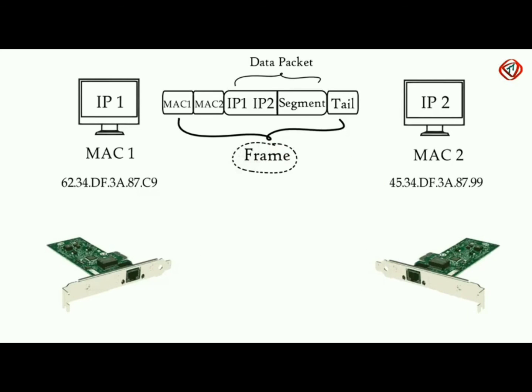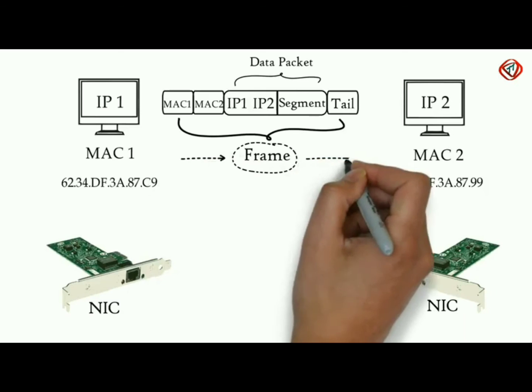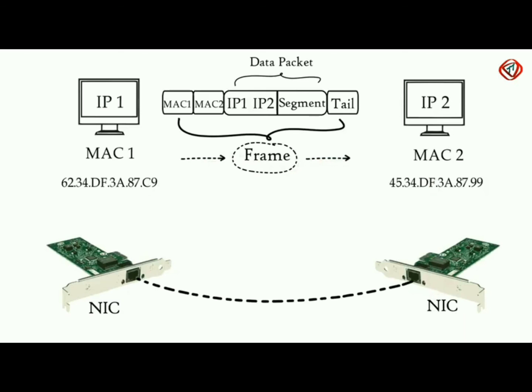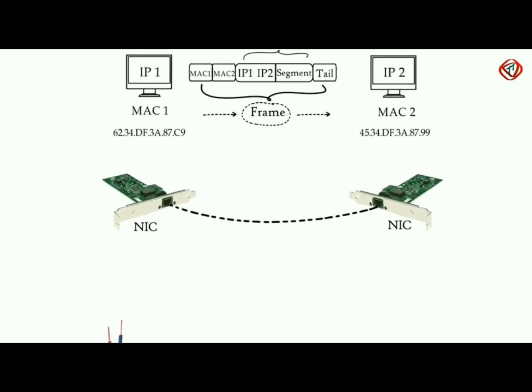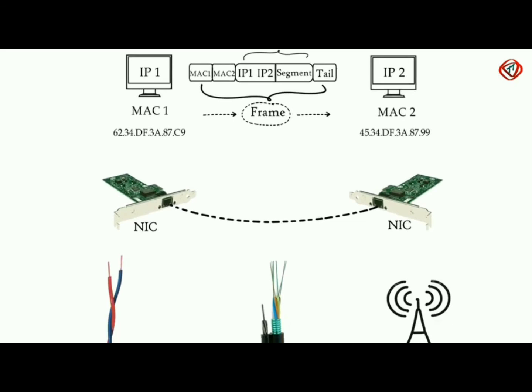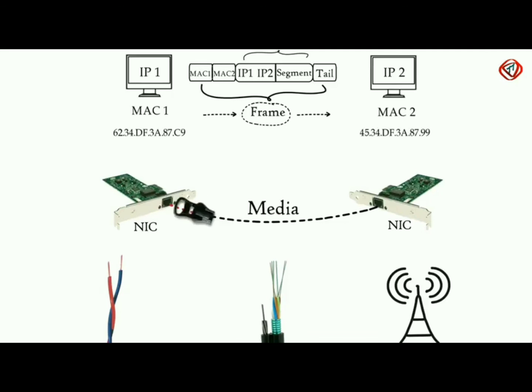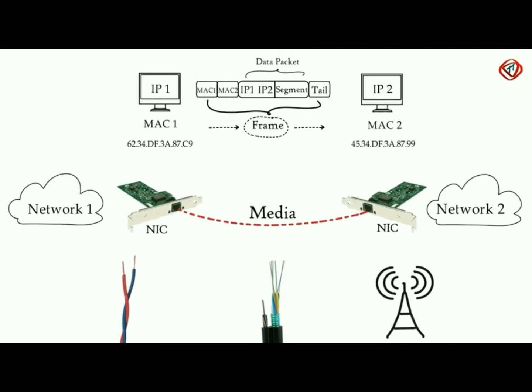A frame is transferred from one computer to another computer, and transmission is through a transmission media such as wire, cable, and so on. Both sender and receiver computers have a NIC that helps in sending and receiving frames. The NIC present at the sender and receiver provides the physical link between sender and receiver.